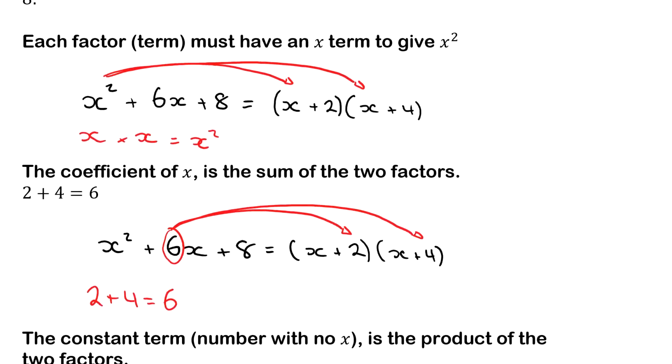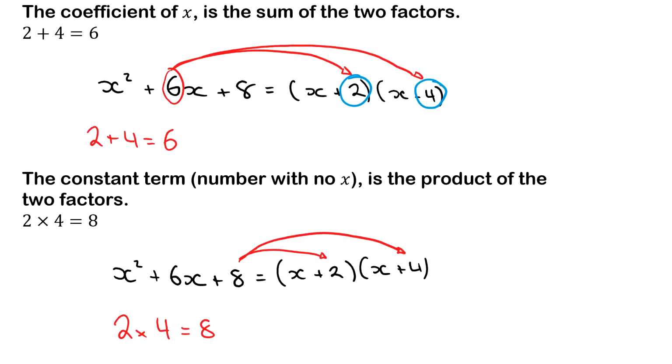Now, how we got that 6x, the trick here is it's the sum of the other two factors. If we look at our bracketed area, let me just circle it, we've got a 2 and a 4. So that middle term is the sum of those two numbers. 2 plus 4 is 6. So the middle term is the sum.